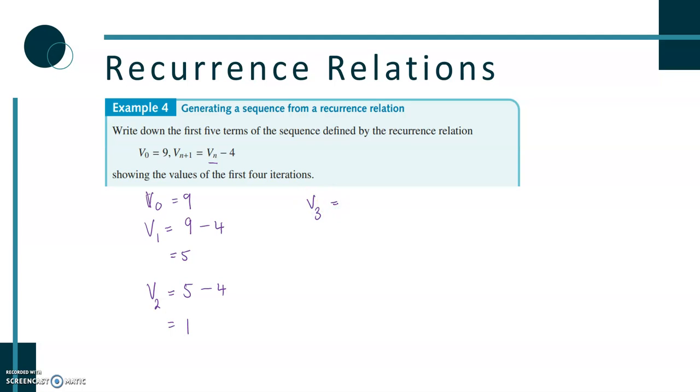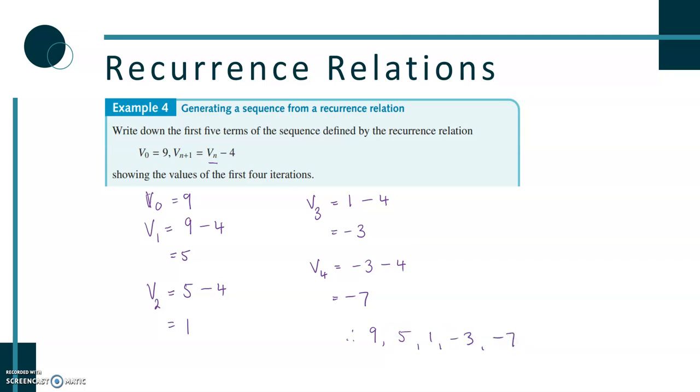V3, previous term, 1 minus 4 gives us negative 3. And then V4 is previous term, negative 3 minus 4 gives you negative 7. And so therefore our first 4 iterations, so 4 applications of the rule, so 9, 5, 1, negative 3, negative 7.